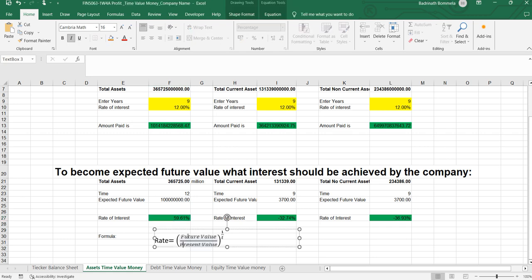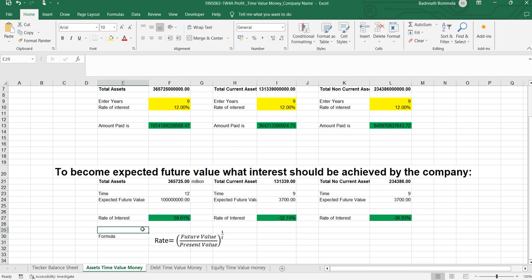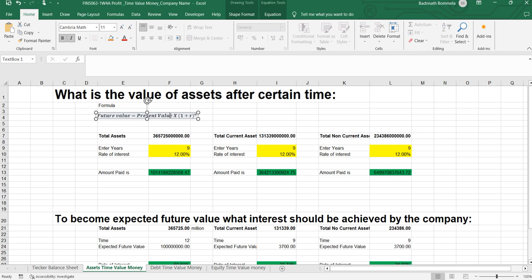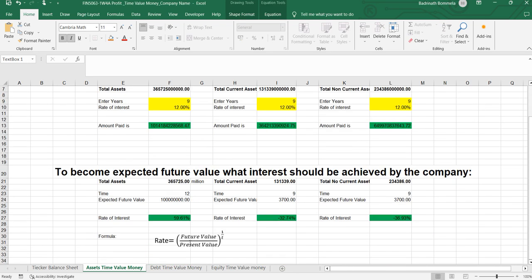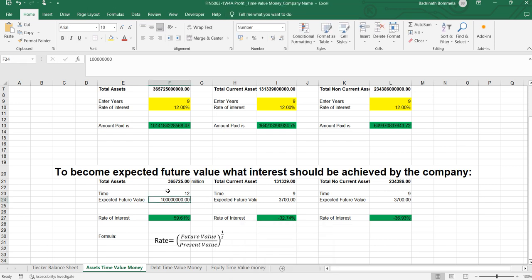So this is the formula that we have used. You are supposed to mention the formula also here. Both formulas, for future value (time value of money) and for rate, should be mentioned in your document. So if you want the total assets value to be this in 12 years, the interest at which your asset is supposed to grow is 59.61%. This value can also be mentioned in your document.